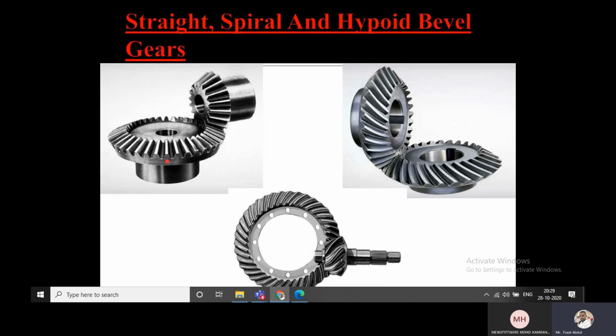Bevel gears also have different types: straight bevel gear and spiral bevel gear. A straight bevel gear has straight teeth, as you have just seen in spur gears. A spiral bevel gear has teeth with some inclination. This type of spiral bevel gear you can find in the differential gearbox of a four wheeler. The differential gearbox is at the rear wheel, and in that, these spiral bevel gears are applied.